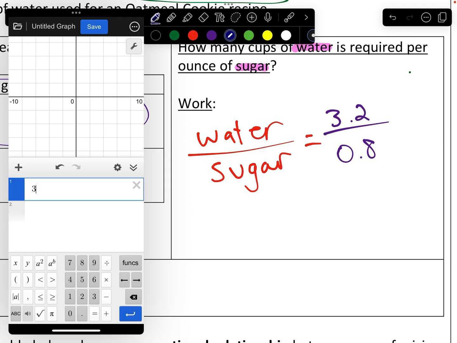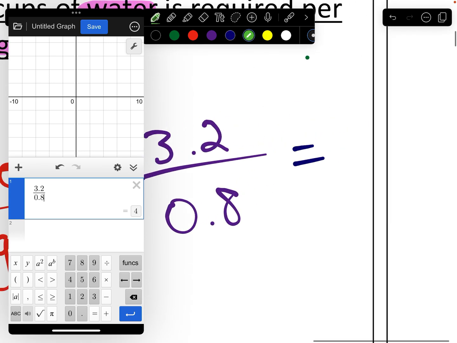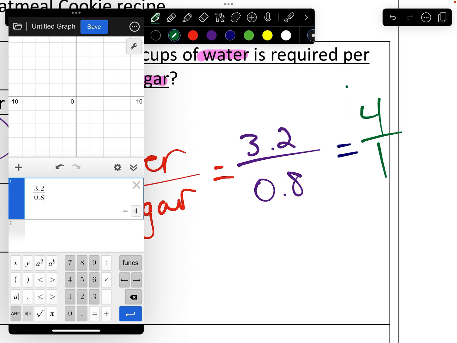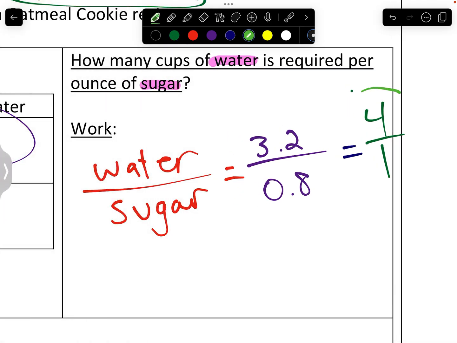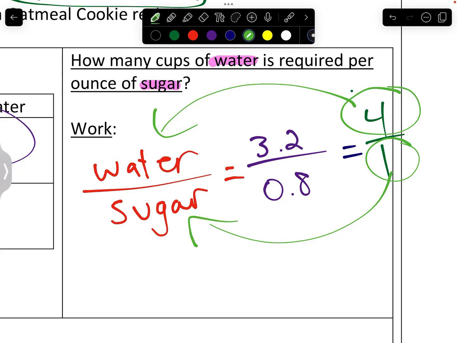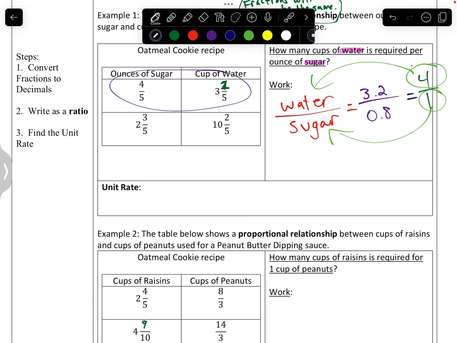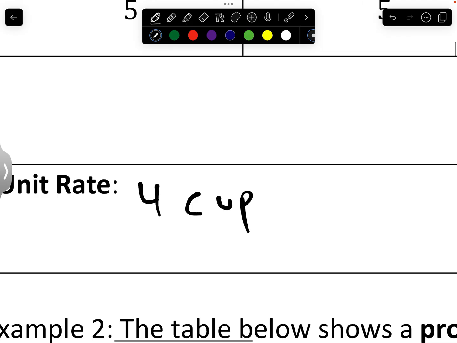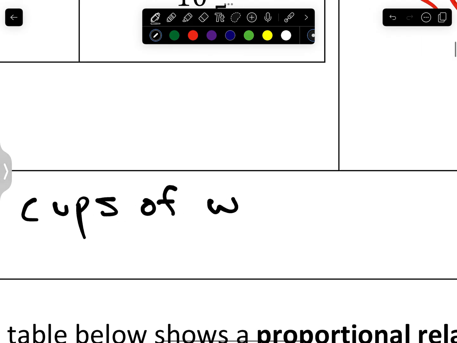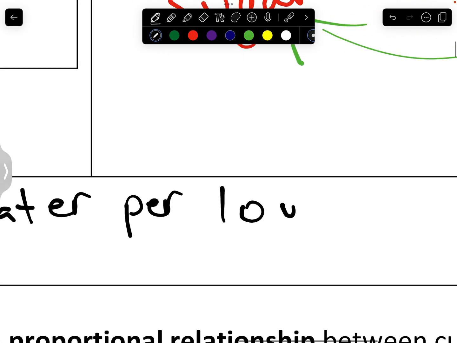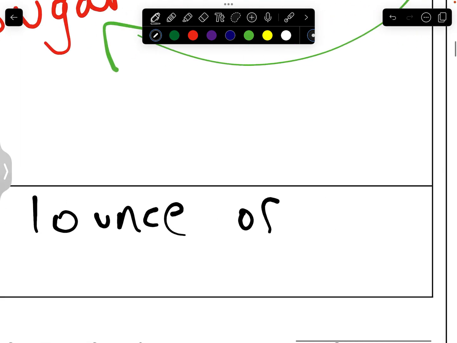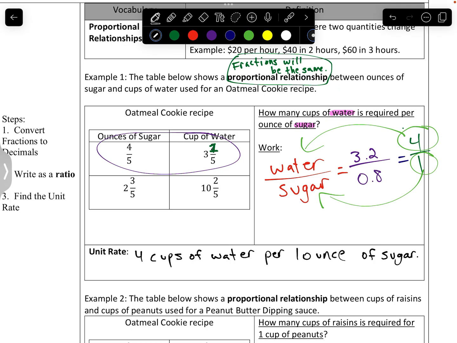So we divide 3.2 divided by 0.8. My answer is 4. Remember, we put a 1 underneath, so that way it stays a fraction. That's why it's easier for us to read. So we got 4 cups of water for every 1 ounce of sugar. So we write that: 4 cups of water per 1 ounce of sugar. And then we're done.